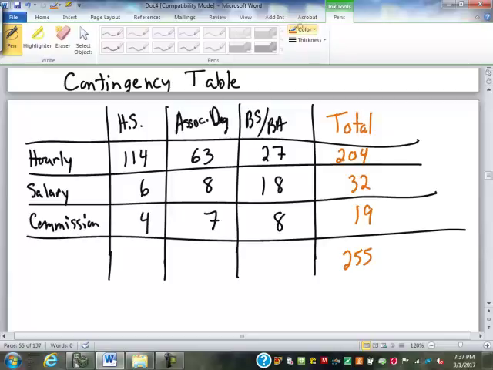We also need to find the total of our columns. We found the total of the rows, so I find the total of the columns. So 114 plus 6 plus 4 is 124. 63 plus 8 plus 7 is 78. 27 plus 18 plus 8 is 53. Should this be 88? You are correct. Yep. That should be 88. And hopefully those all add up to 255 as well.